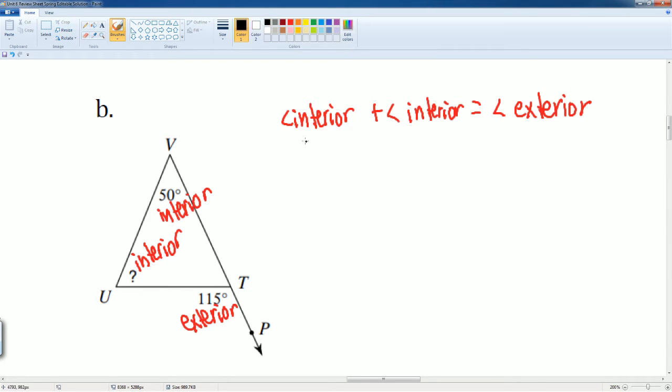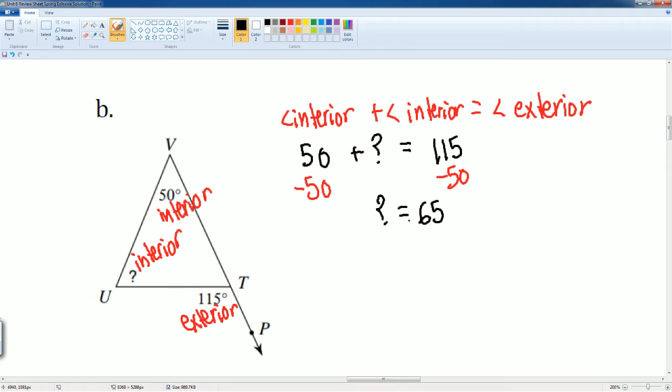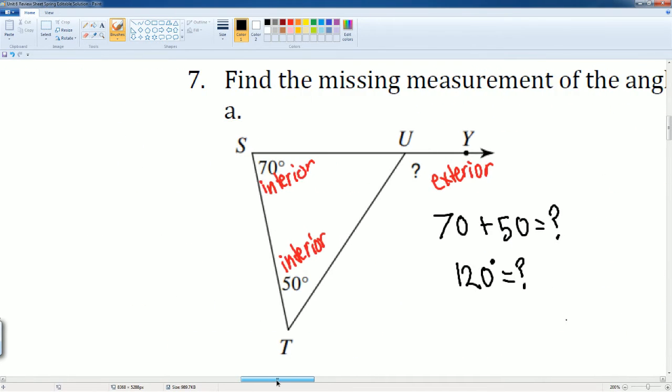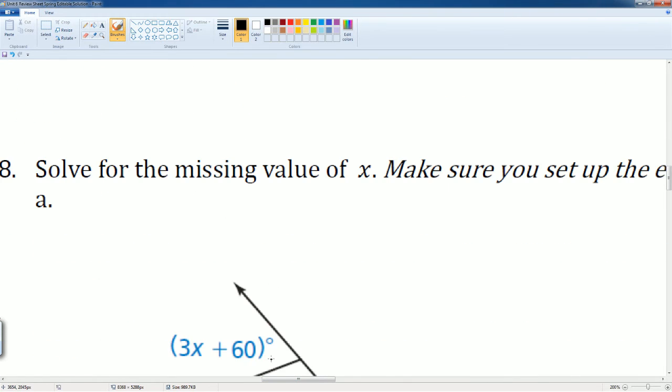So your first interior was 50. Your second interior was your question mark. That's going to be equal to your exterior, which is 115. Now we can subtract 50 from both sides. Then we get our question mark is going to be equal to 115 minus 50, which gets us 65 degrees right there. Perfect. We're going to keep using that same idea to do number 8.